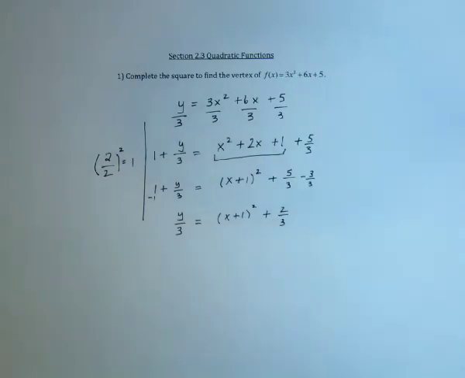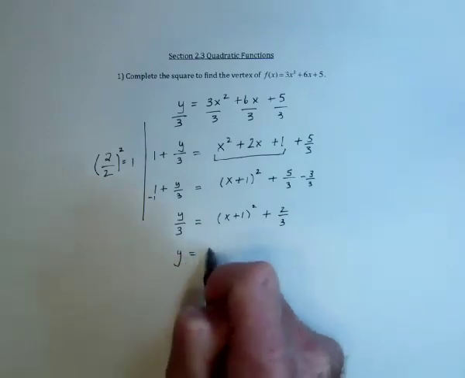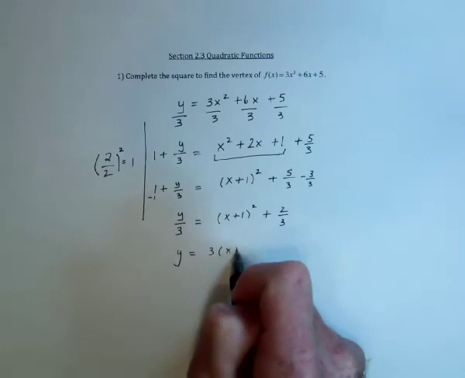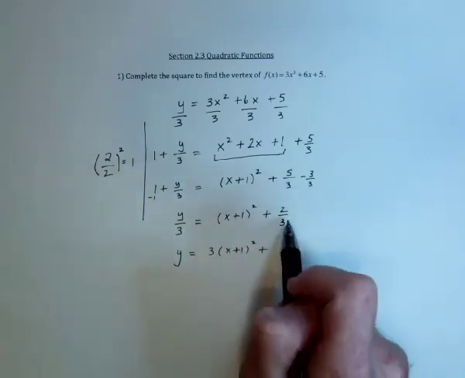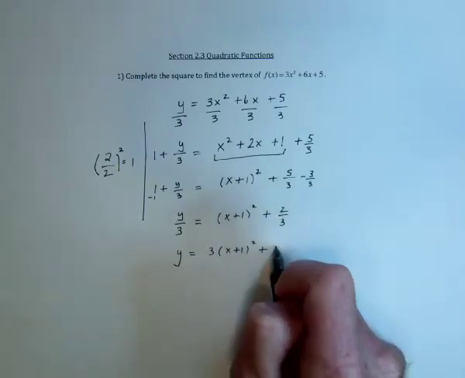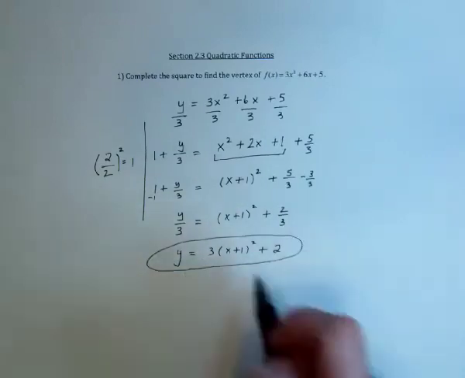And now multiply both sides by 3, or multiply all terms by 3, and we get y equals 3, and then x plus 1 is squared. When I multiply this one by 3, the 3 in the denominator is going to be canceled, leaving just a 2. So we've done the complete the square.